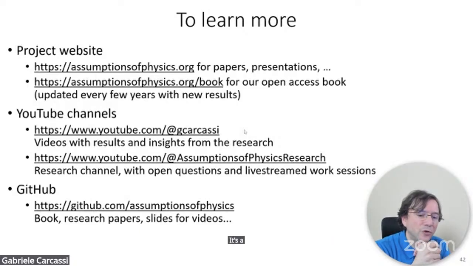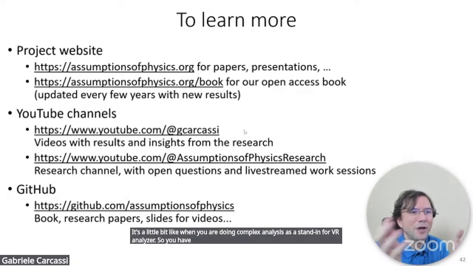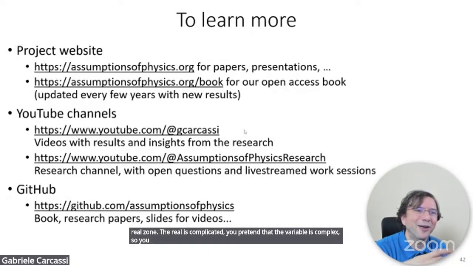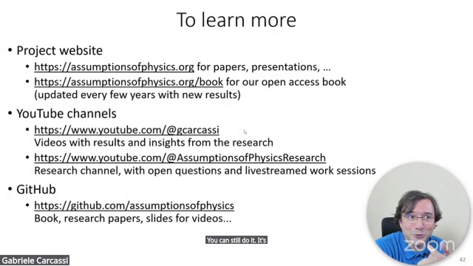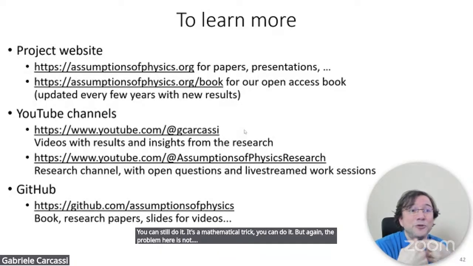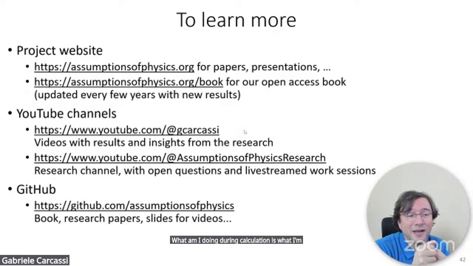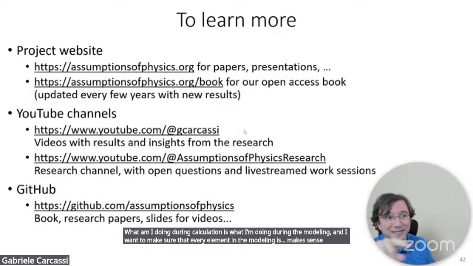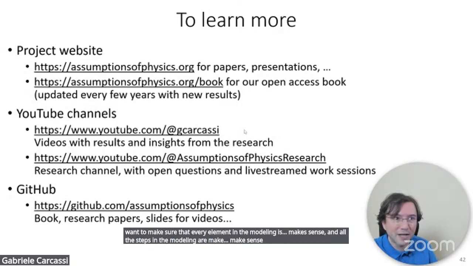It's a little bit like when you are doing complex analysis as a stand-in for Fourier analysis. So you have an equation or an integral that you have to solve on the reals. On the reals it's complicated. You pretend that the variable is complex. You do the integral, and then you go back to the real numbers, right? You can still do it. It's a mathematical trick. But again, the problem here is not what I'm doing during the calculation, it's what I'm doing during the modeling. I want to make sure that every element in the modeling makes sense, and all the steps in the modeling make sense. And then I can go and expand through calculation.